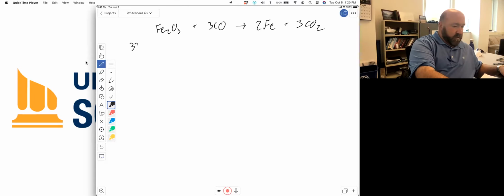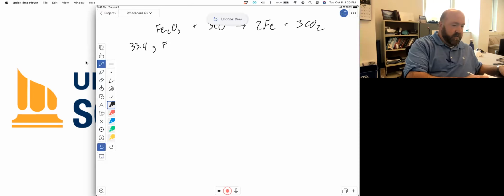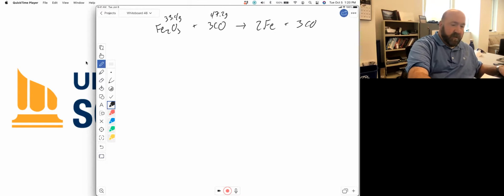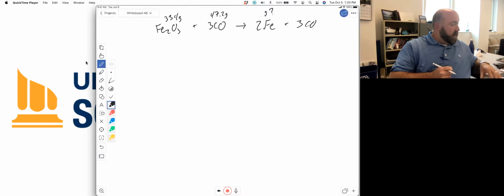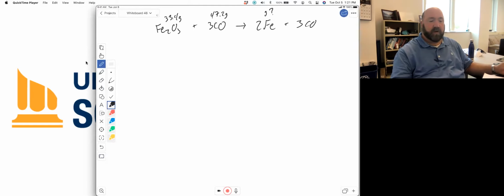We are given 33.4 grams that we start with of Fe2O3. Actually, I'm going to write this up at the top so that I can leave it right there. So 33.4 grams, 47.2 grams, and we're looking for our grams of iron, our grams of Fe. In the first method, we're going to run through the problem once with our starting amount of iron 3 oxide and see how much iron we get, and then run through the problem again with our starting amount of carbon monoxide and see how much iron we get.